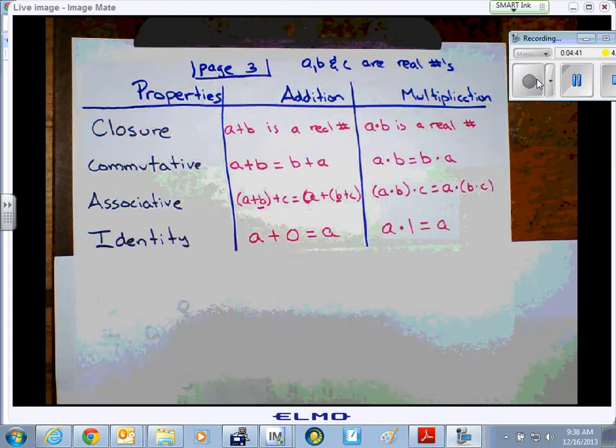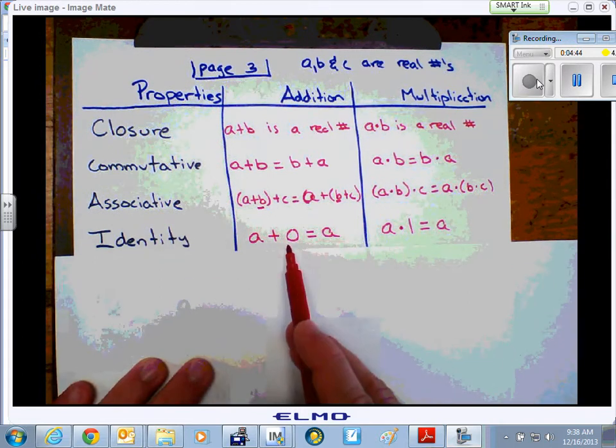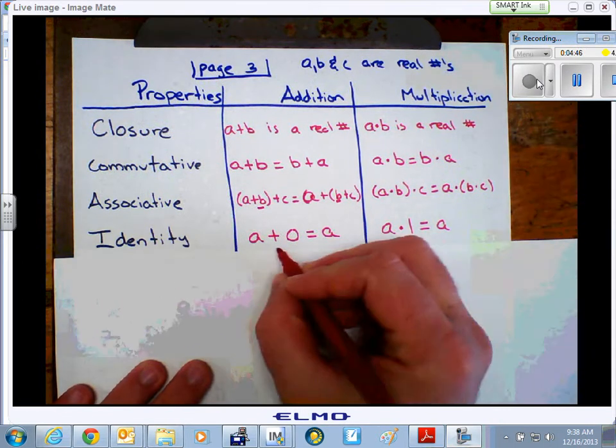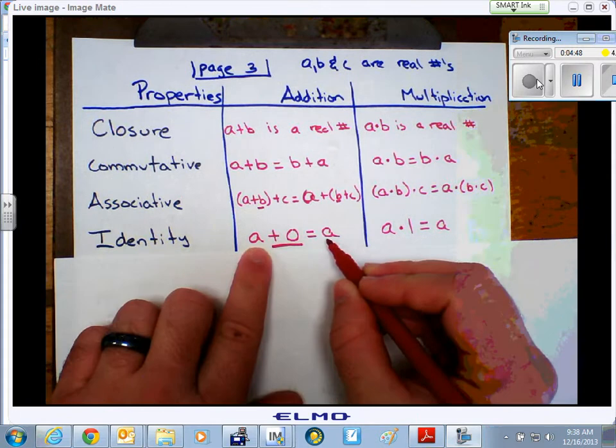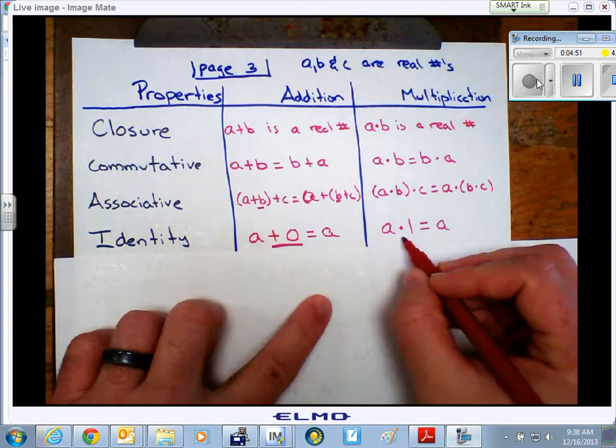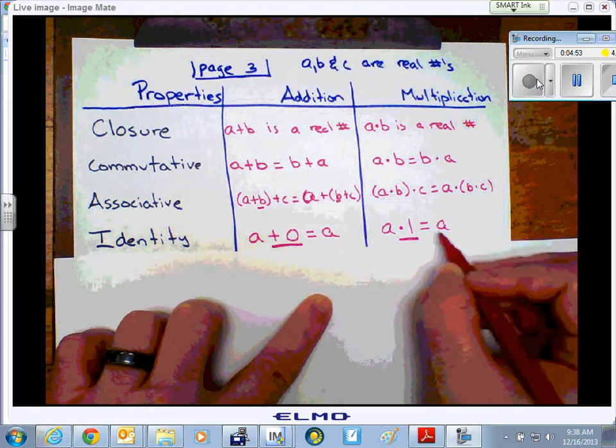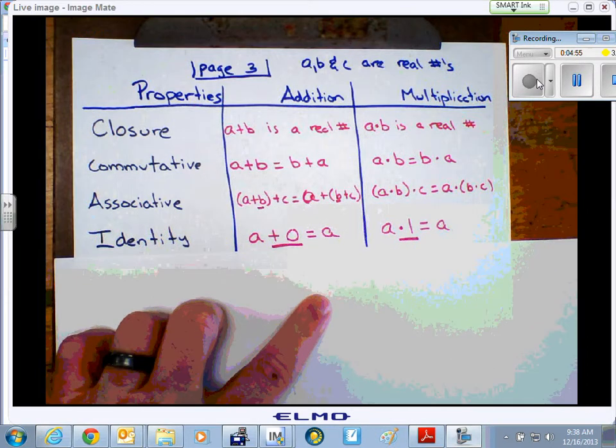Identity is where you add or multiply something to a number and it does not change that number. Like adding 0 to A does not change A. Multiplying by 1 to a number A is not going to change that number.